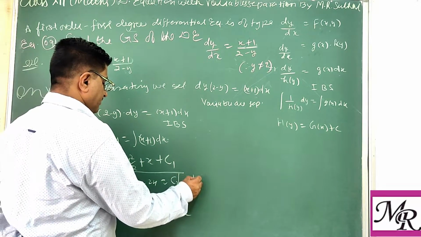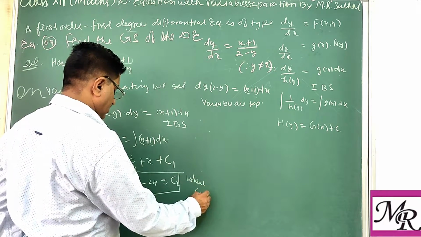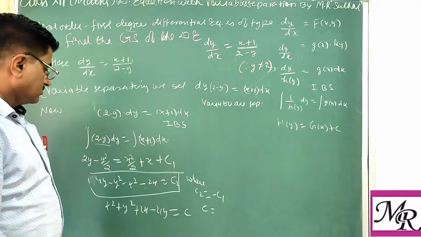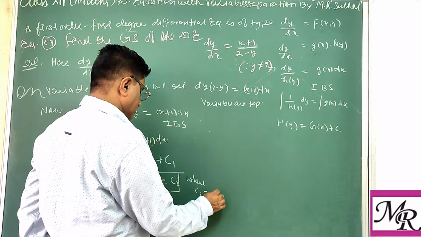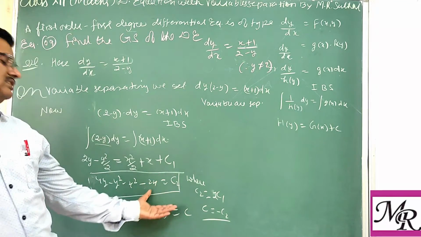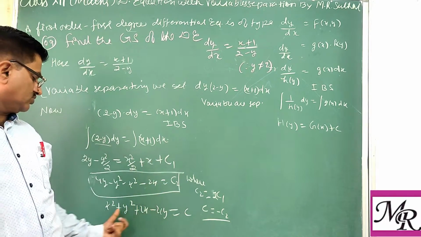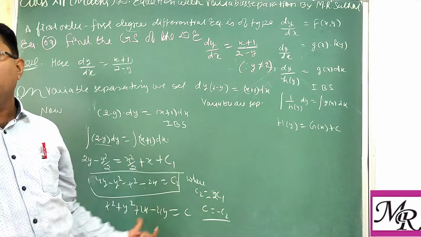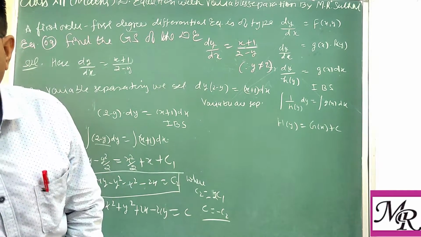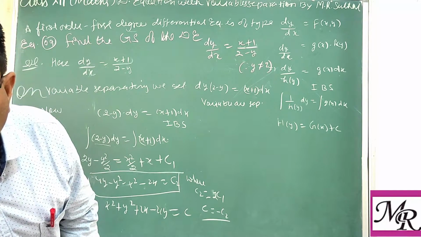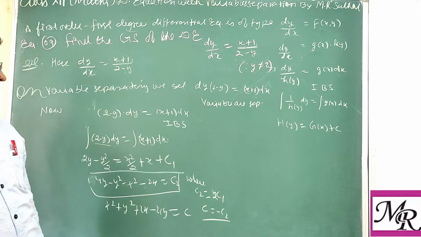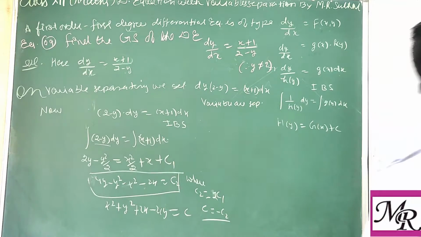Here you may write where C2 equal to minus C1 and C equal to, this is 2, we are taking LCM 2, so 2 and this is minus C2. You may write it or not, it is not necessary, you may take C1, C2 and C. So this is the final solution of the differential equation. So one way we find the solution of a first order first degree differential equation. So write down the solution.